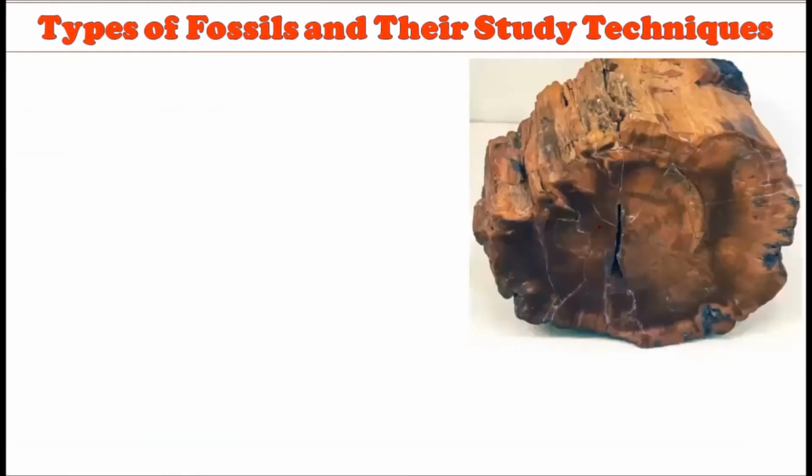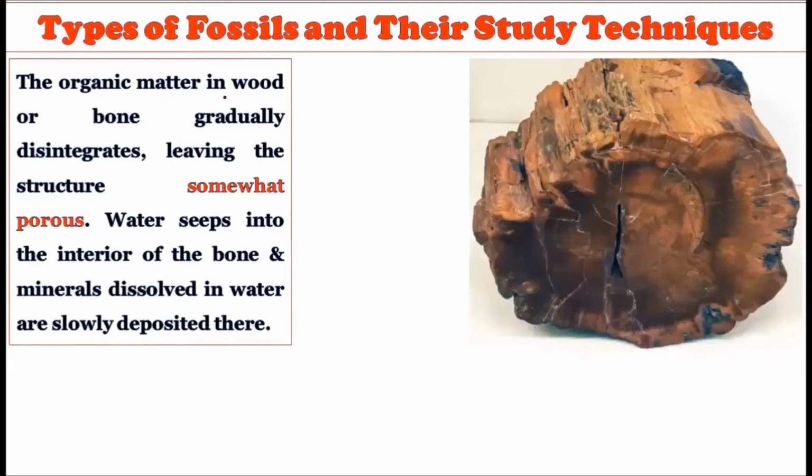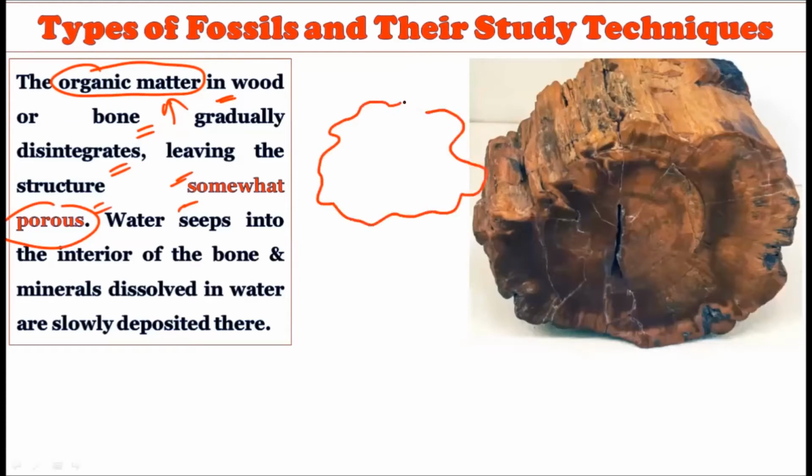Now consider this. The organic matter in the wood or the bone gradually disintegrates. Whatever organic matter is inside this wood slowly got disintegrated. That is, the organic matter is getting consumed by environmental factors, leaving the structure somewhat porous. So a porous structure remains. Whatever solid structure was there earlier is now showing a porous structure, because the organic matter in between got consumed over a period of time. Now it will have the porous structure like this. So the loose porous structure will always remain there.